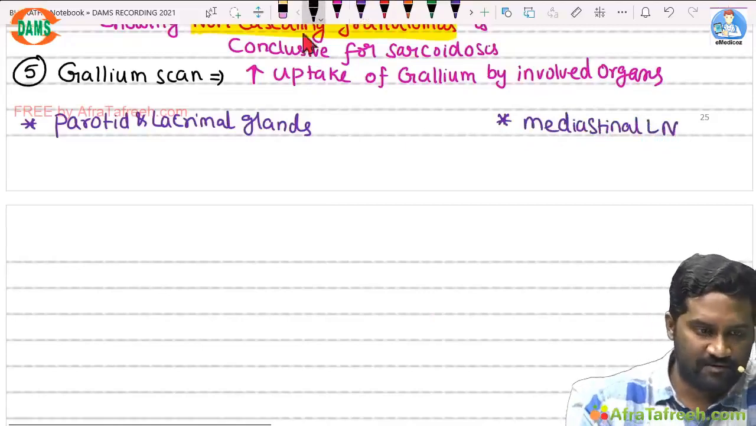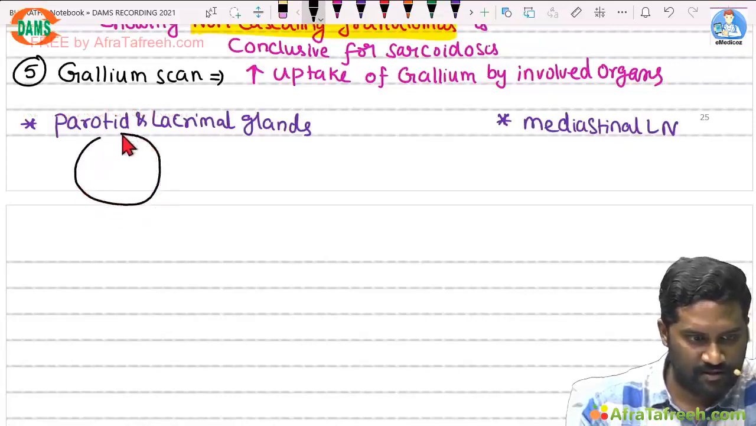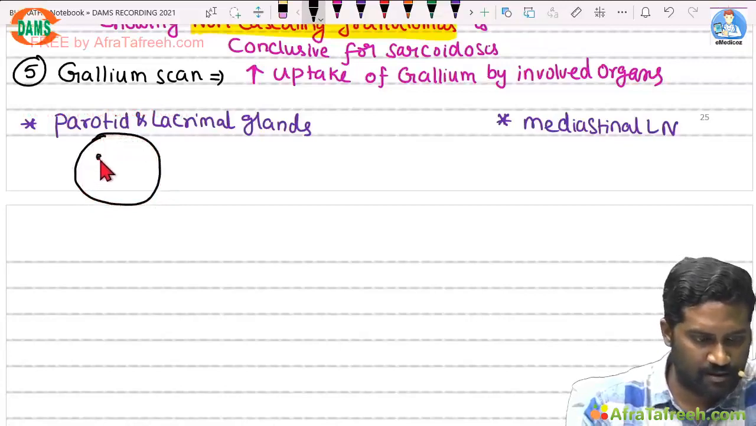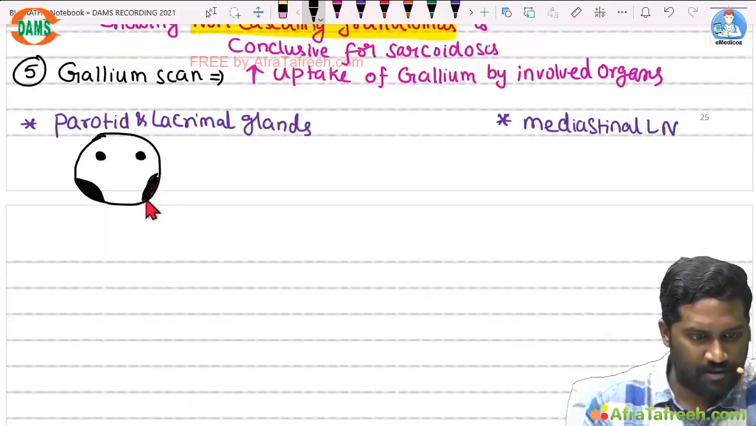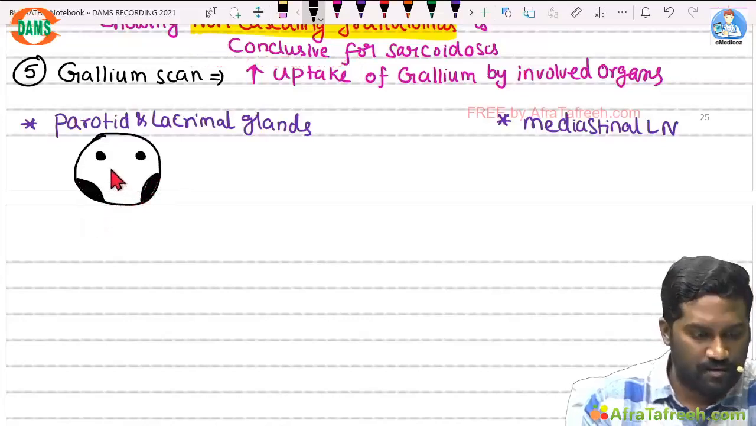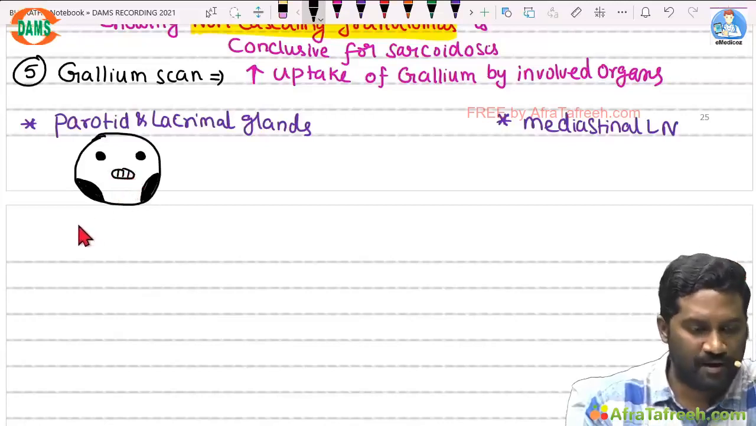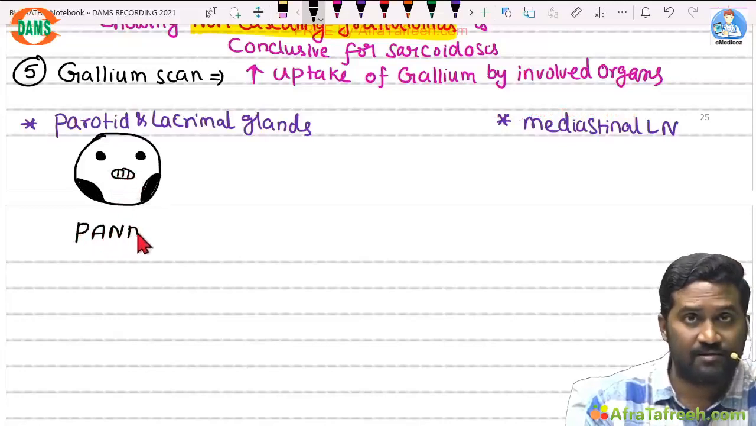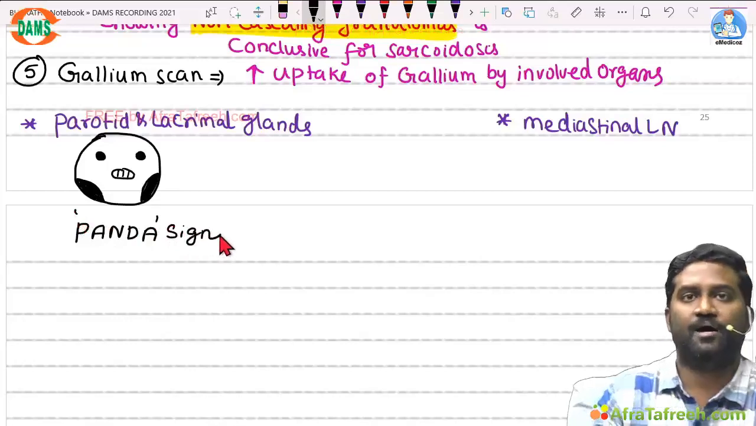Because of that, what changes can happen? If you consider this as the face of the patient, there is increased uptake by lacrimal glands and increased uptake by parotid glands. Now if you consider this is the nose of the patient, it is looking like the face of a panda bear. Sorry if it is not looking like that, it is looking like an alien. It is called panda sign.